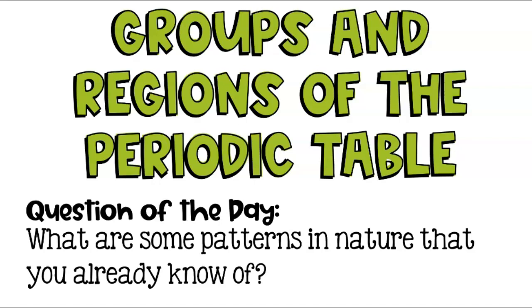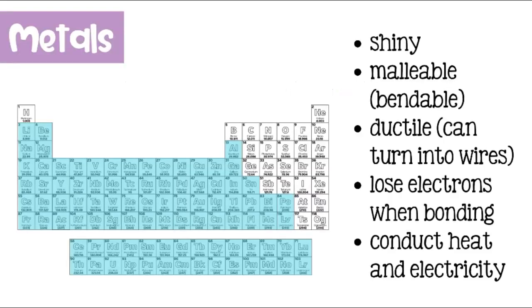Our question of the day is, what are some patterns in nature that you already know of? Our standard of the day is SC1G, develop and use models including electron configuration of atoms and ions to predict an element's chemical properties. Do you see all of these blue elements?